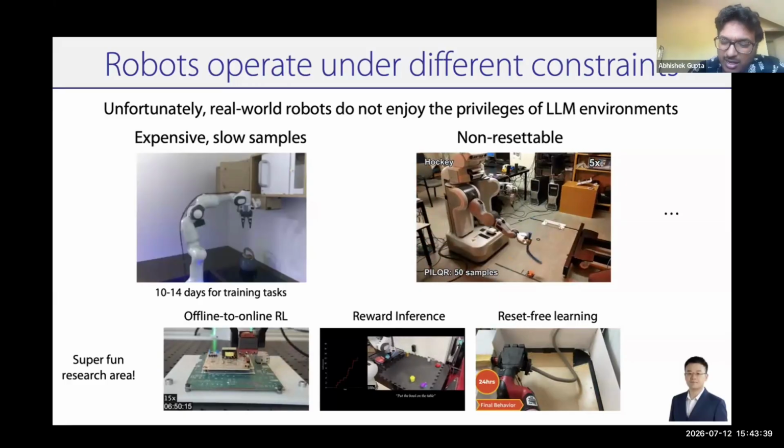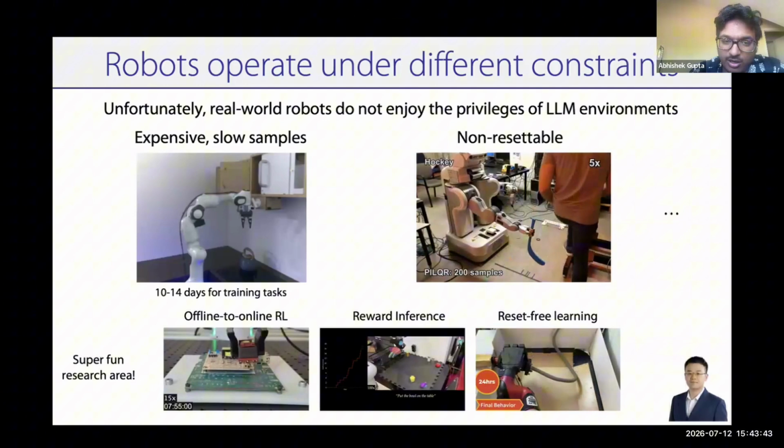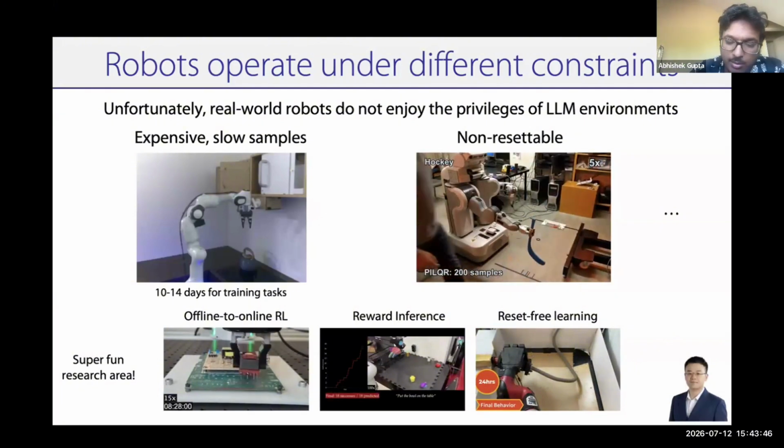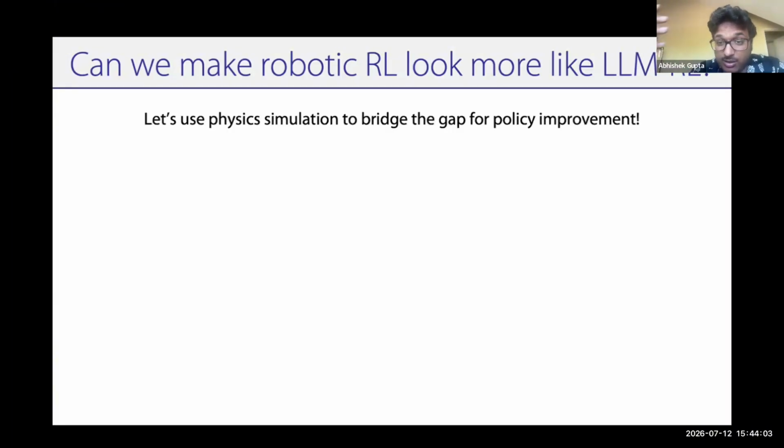But today I'm instead going to try and focus on a different aspect of post training. Right? So I'm going to specifically try and focus on, well, we think LLM RL works well. Can we make robotic RL look more like LLM RL, right? So can we cheat in certain ways to make robotic RL and robotic improvement in the real world look a lot more like what RL for LLMs does, right? And the leverage we're going to use here is to use physics simulation.